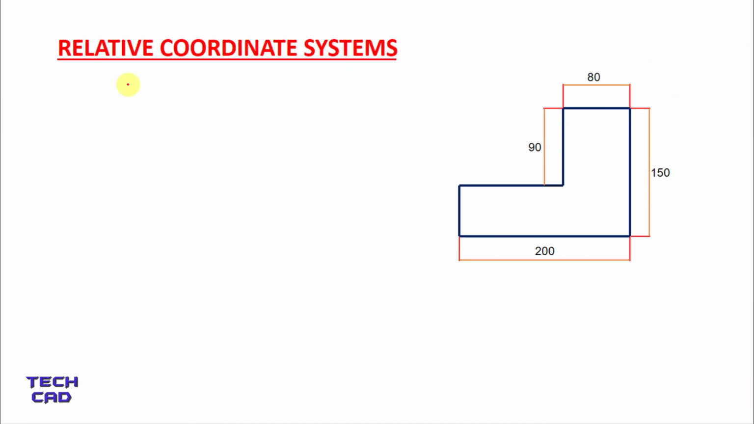Hello everyone. In this video, we are going to understand what the relative coordinate system is in AutoCAD. In the relative coordinate system, the origin of the figure is not fixed, as opposed to the absolute coordinate system, in which the origin of the figure is fixed. Before starting this video, please see my previous video about the absolute coordinate system.